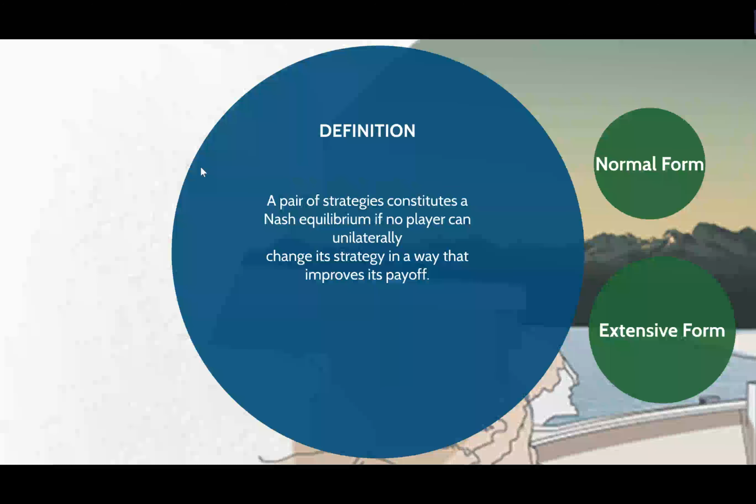How do we find the Nash equilibrium? There are two kinds of forms to simulate the model. There is the normal form representation, which is used in simultaneous move games, and the intensive form, which is used in sequential games.